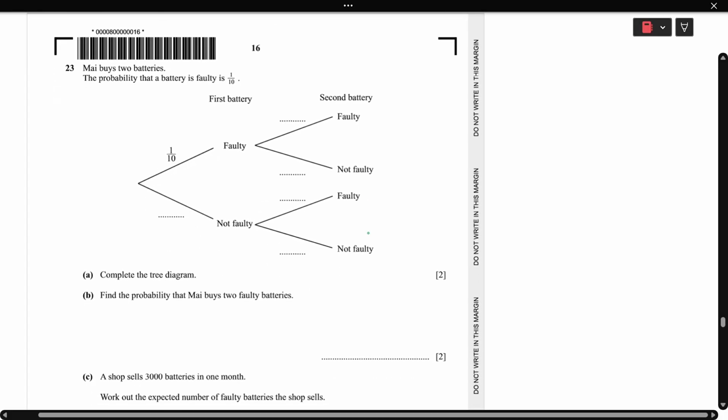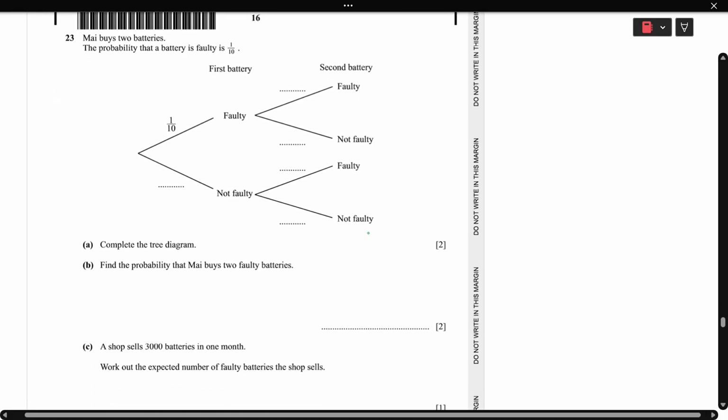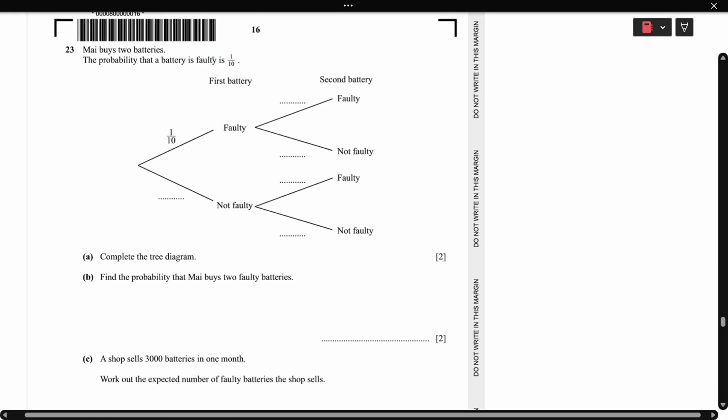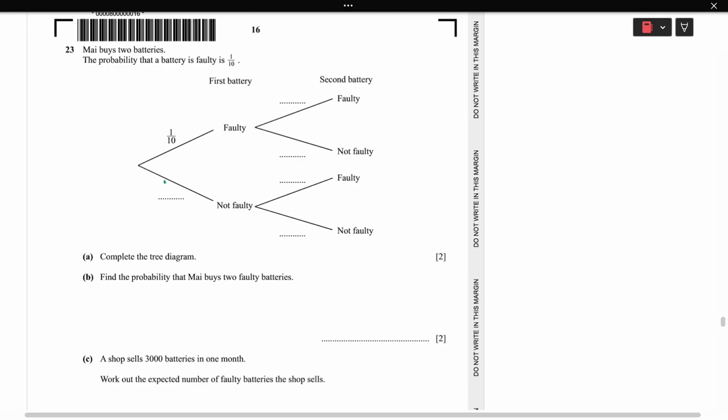Okay, next question 23. Semi buys 2 batteries. The probability that a battery is faulty is 1 over 10. Because the total is 10, the other one, not faulty, is 9 over 10. Because the denominator is 10, the numerator we have to make 10. Already 1 is there, the rest goes here. Same thing for the second battery. Second battery faulty is 1 over 10, and here is 9 over 10. Here also faulty is 1 over 10, and then not faulty is 9 over 10.